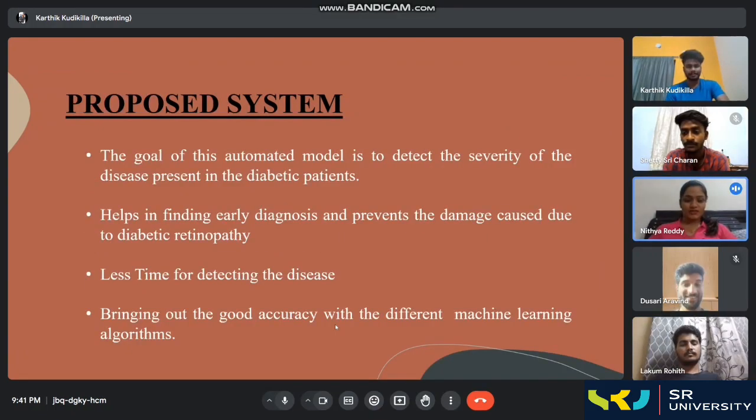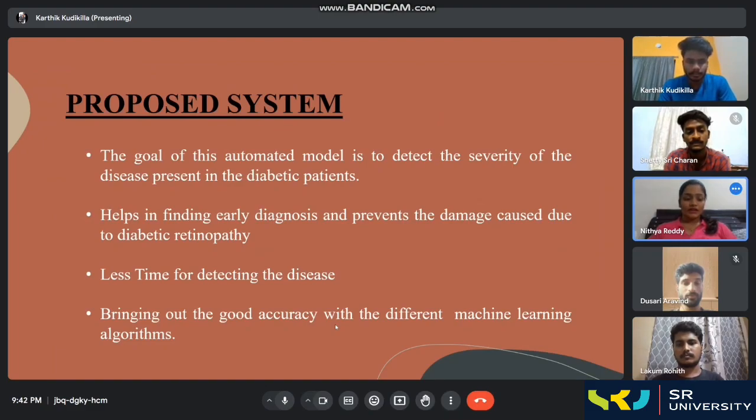Coming to the proposed system, the goal of this automated model is to detect the severity of the disease present in diabetic patients. It helps in early diagnosis and prevents the damage caused by diabetic retinopathy. Using our system, it takes very little time to detect the disease. Achieving good accuracy with different machine learning algorithms is the aim of the project.